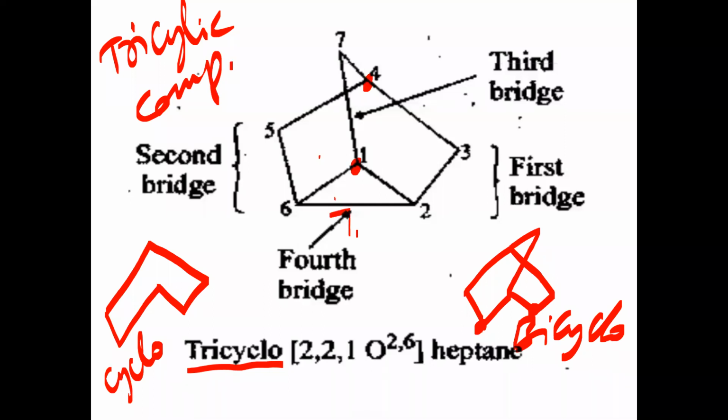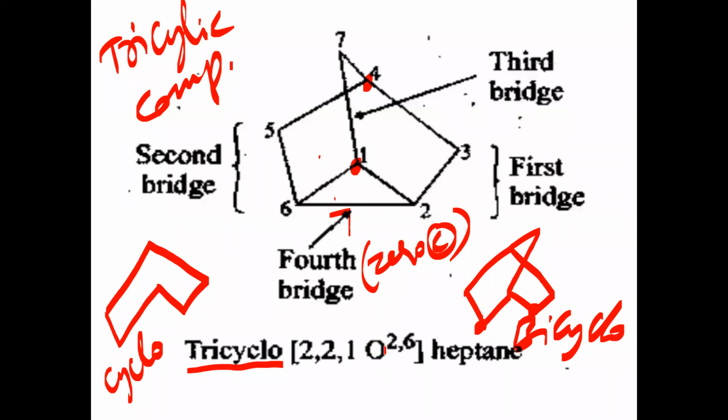So this fourth bridge is joining which atoms here? Atoms 2 and 6. That's why we have to take 0. Any carbon atoms in the fourth bridge? Zero carbon atoms. No carbon atoms in this. That's why the fourth bridge is with 0 carbon, and that's why we have to take 0 here.